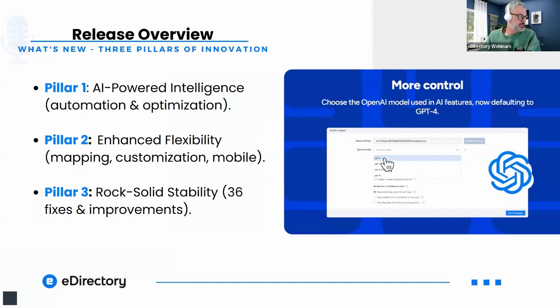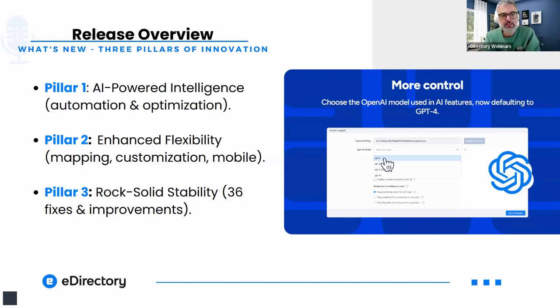So talking about the release itself, we just released the new version of eDirectory last month in June this year. And version 13.8 delivers on three major fronts, which would be the AI working 24/7 for your directory, with unprecedented flexibility in customization and mapping, and the most stable platform we've built so far, with 36 crucial improvements as well.